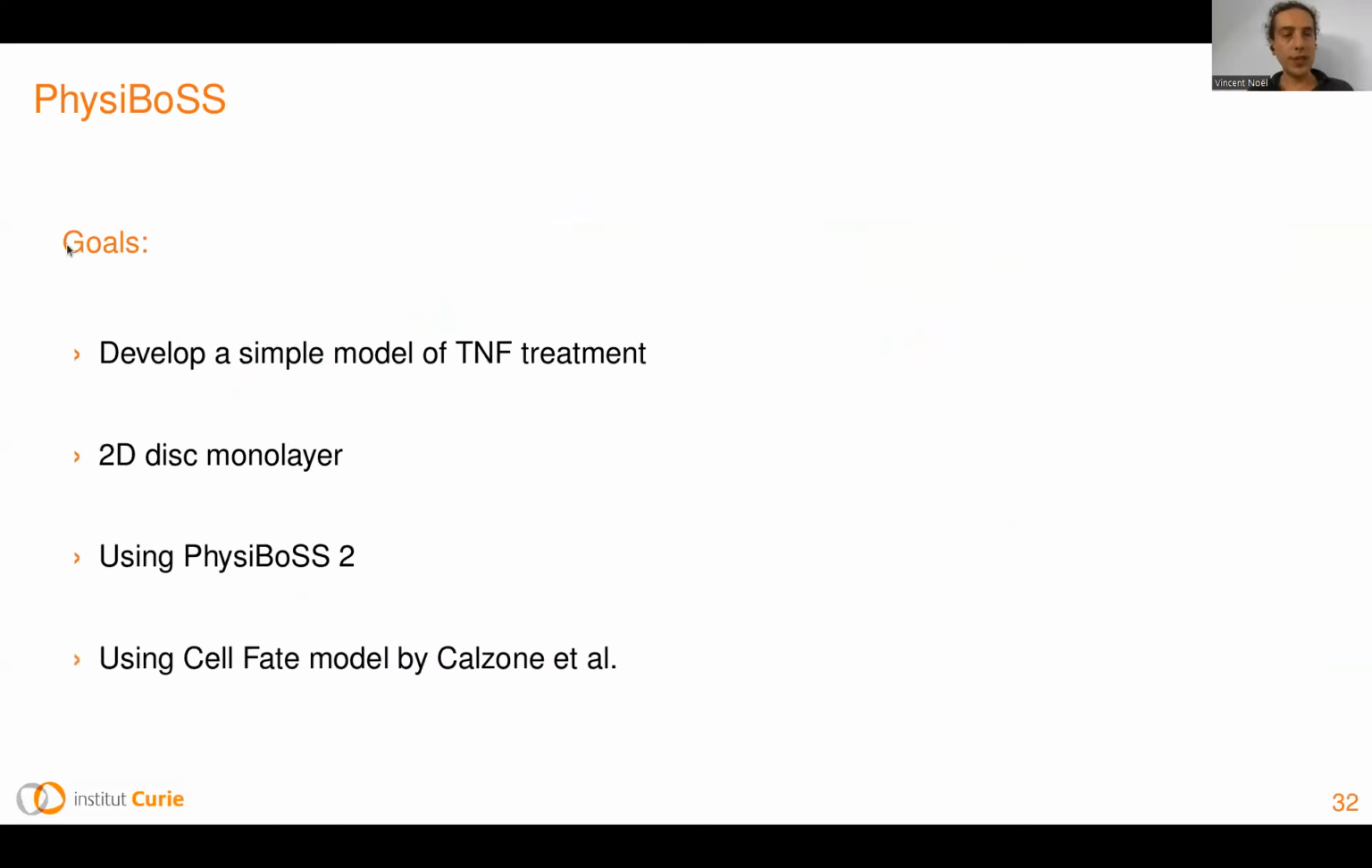So what I want to show you here is how to develop a very simple model of TNF, simpler than what Gael did. It won't be 3D, it will be just 2D, because I wasn't able yet to implement the 3D support for PhysiCell Studio. So I just wanted to use PhysiCell Studio to show you this. So it will be 2D for now, but you can adapt it very quickly to become 3D if you want to. This time it will be using PhysiBoSS 2, so not the old version by Gael, the recent version with recent PhysiCell. And so it will be using the cell-fate model by Calzone et al. that I showed you earlier.